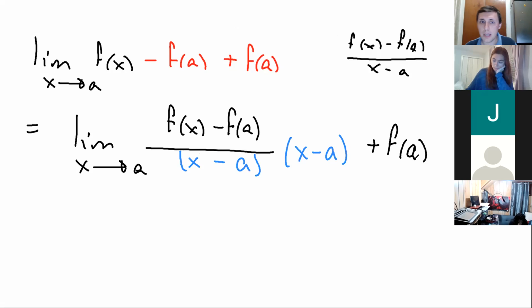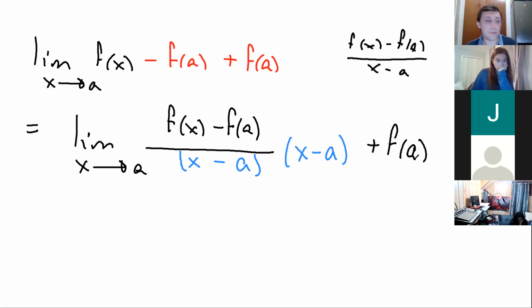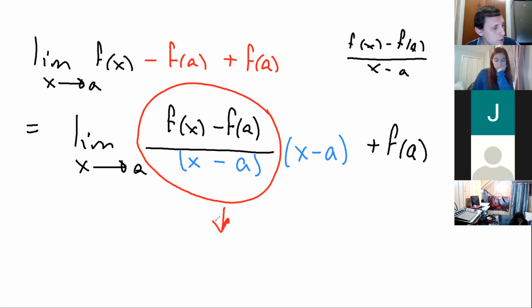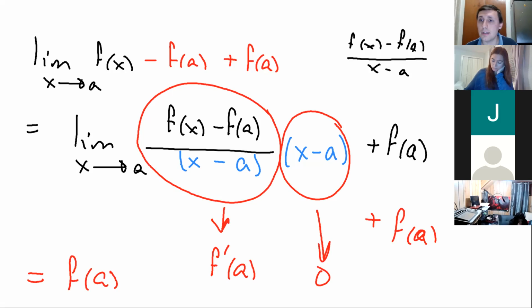You understand what I'm doing, guys? I am just making the expression that I have look like the expression that I want, because for that I know the limit. Yes? So what happens here, guys? I know by limit laws that this thing will approach f prime of a. This thing will approach, as x goes to a, 0 plus f of a. So that means that the result of this limit is simply f of a, which is continuity described formally.